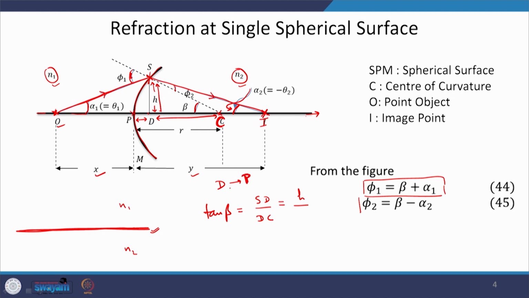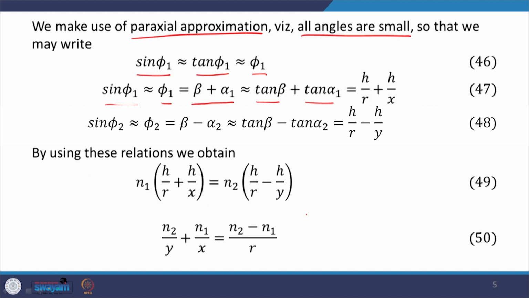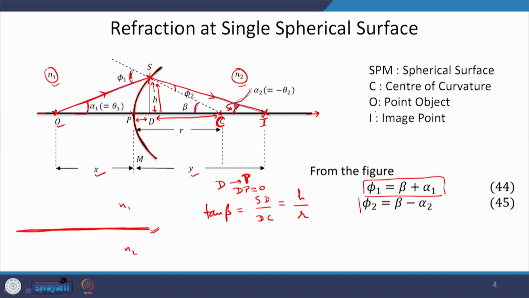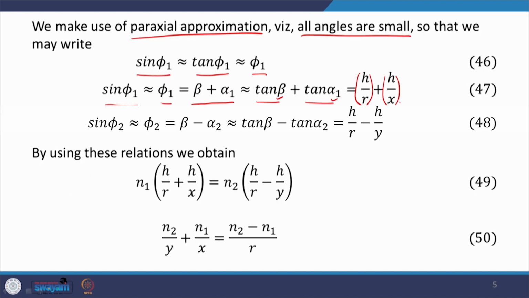Okay, this dP distance you can neglect, the dP would almost be equal to 0. Therefore, DC would be equal to PC, which is equal to R. And therefore, we can write tan beta as H by R. Similarly, we can write tan alpha 1 as H by X, which is very much clear here in the figure. Alpha 1 is this angle, and therefore, tan alpha 1 is equal to H by X. This is what is written here in equation number 47.